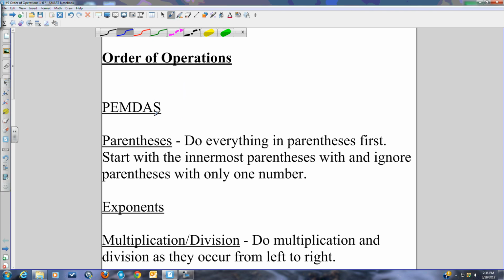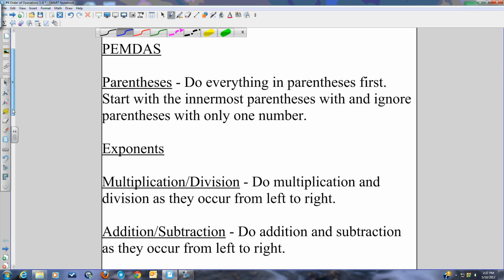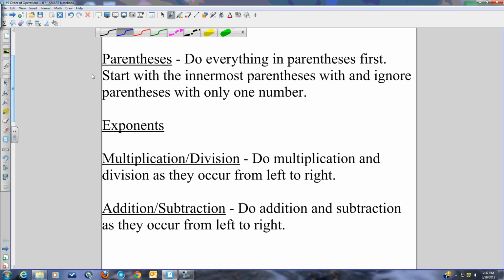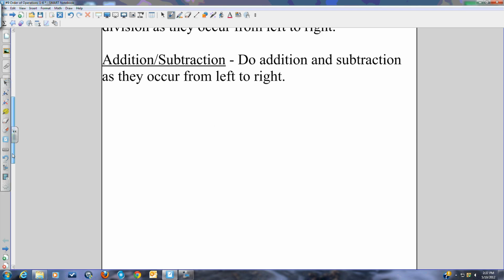Do everything in parentheses first, start with the innermost parentheses, and ignore parentheses with only one number. Next we do exponents. Multiplication and division go together. Do multiplication and division as they occur from left to right. And addition and subtraction. Do addition and subtraction as they occur from left to right.